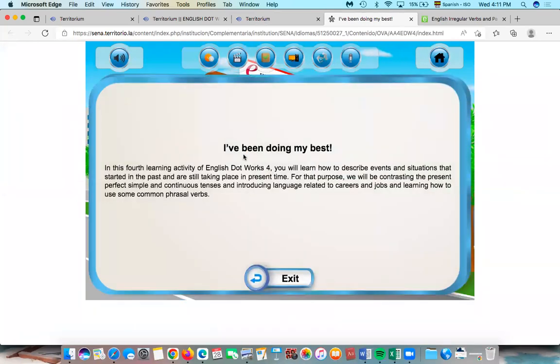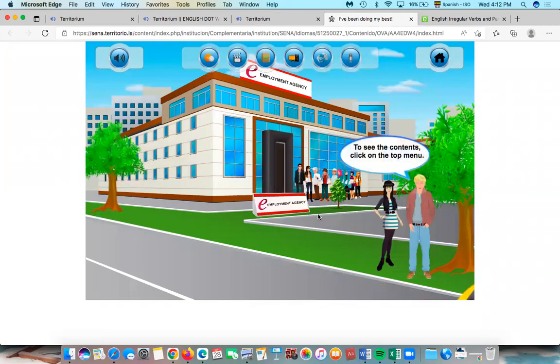In this 4th activity of English.Works 4, you will learn how to describe events and situations that started in the past and are still taking place in present time. For that purpose, we will be contrasting the present perfect simple and continuous tenses and introducing language related to careers and jobs and learning to use some common phrasal verbs. So now you have an idea of the topics that we're going to learn, okay? Good.